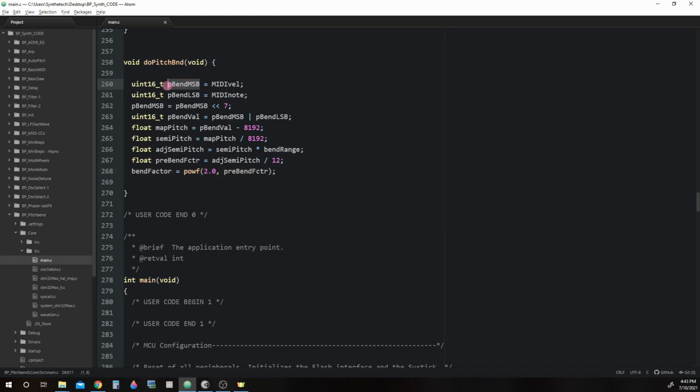Notice that pbend MSB is using the value from the second data byte, MIDI velocity, and pbend LSB is using the value from the first data byte, MIDI note. You would think the first data byte would be the most significant byte, and the second data byte would be the least significant byte. But in this case, they are reversed. That is why when we saw the Axiom only send the second data byte while bending, it was able to meet the range of 0 to 16,383. More on this in a bit.